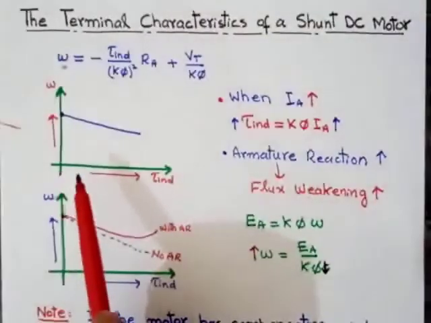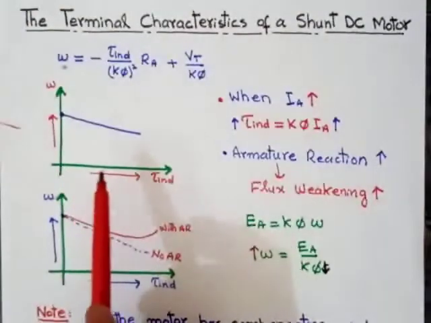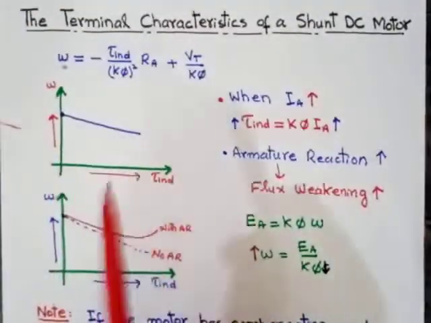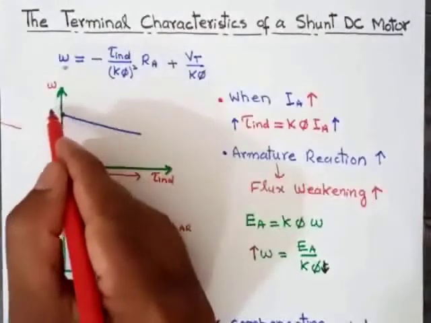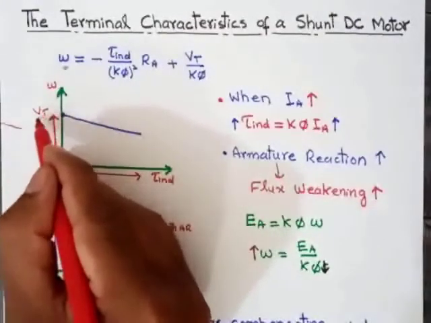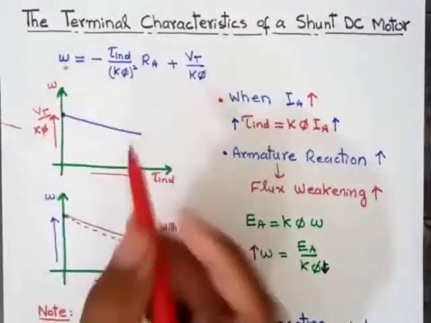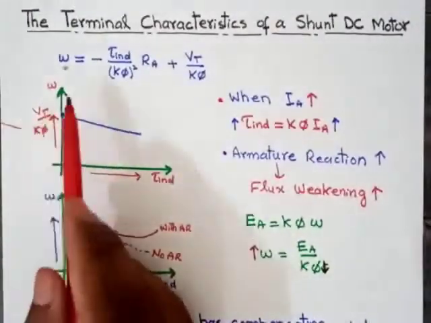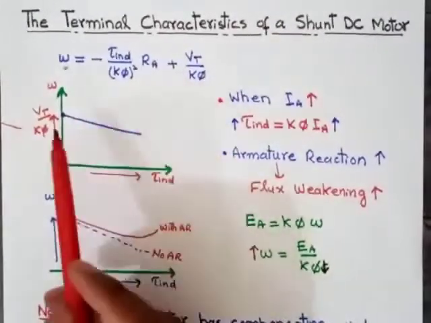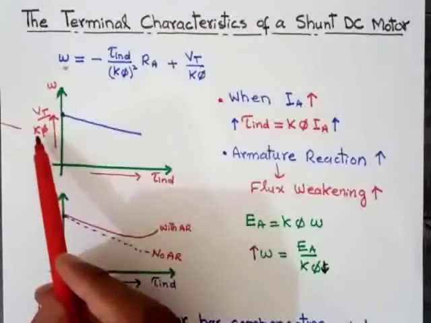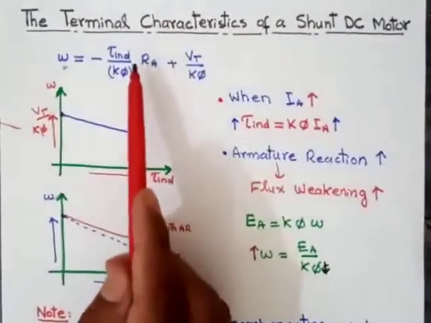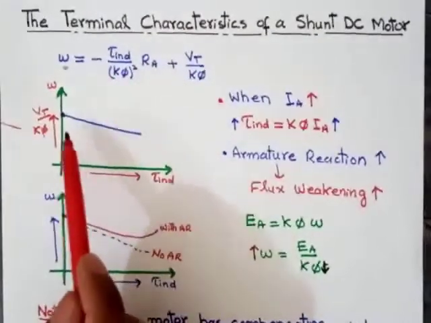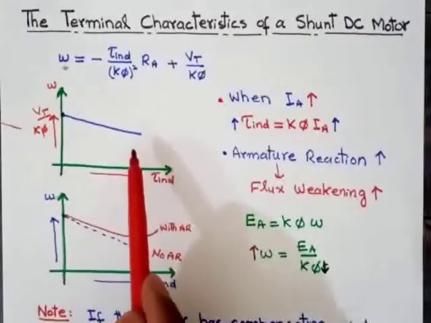So this is the basic linear curve between tau induced and omega. This point is basically Vt over K phi. When tau induced is 0, then omega will be equal to Vt over K phi. And this factor will tell us how fast or how slow the speed will decrease.